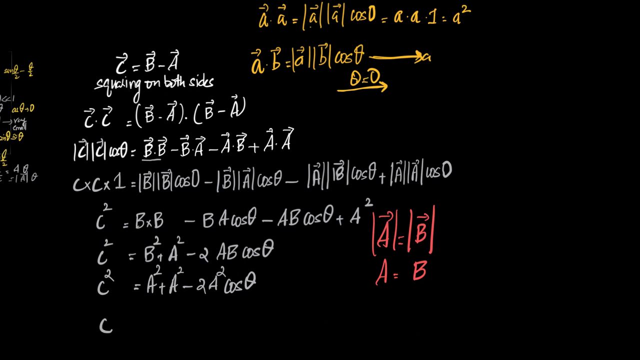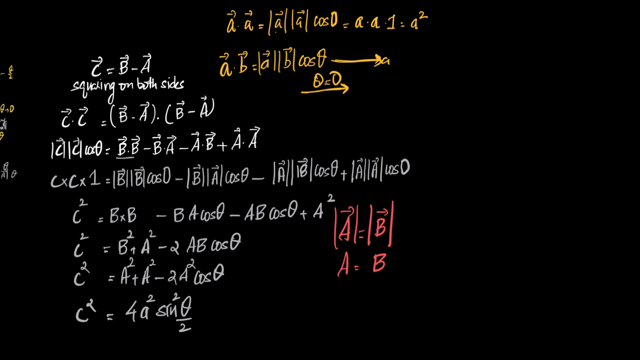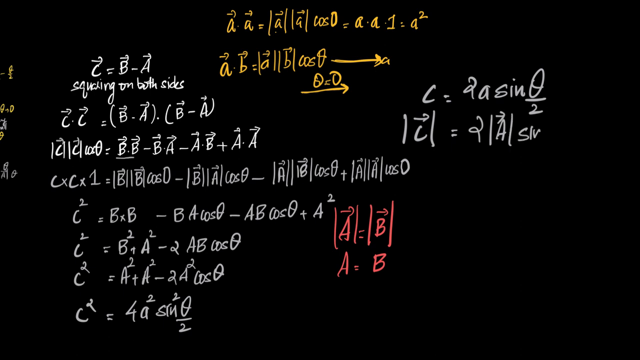So we can write here that c square is equal to 4a square into sine square theta by 2, and if you take square root on both sides, what do you get? c is equal to 2a sine theta by 2, and what is c? c is modulus of vector c. So modulus of vector c is equal to, what is a? It is 2 mod vector a into sine theta by 2.